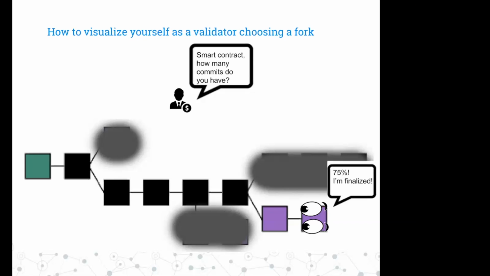Yeah, I might have missed it. So miners are the ones creating the blocks. So why do they have to pay attention to whatever the validators are doing?